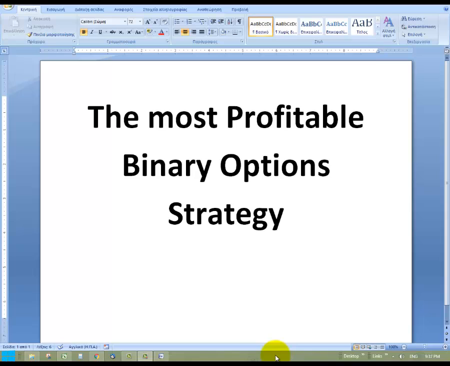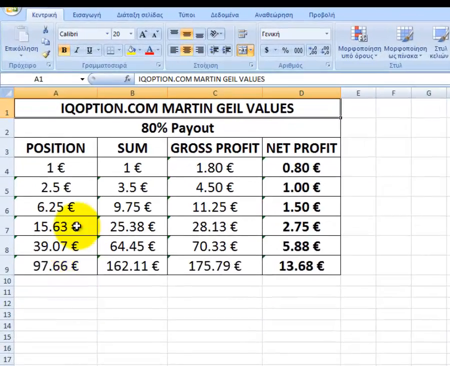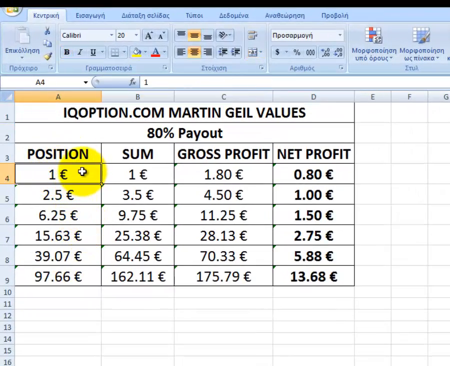The overall idea is when we lose our first position to open a second position multiplying the initial investment by 2.5. What we mean by that? For example, we open a position and invest 1 euro. If we lose the first position, then we open a second position multiplying the first investment, the 1 euro, by 2.5. So in this case we will invest in the second position 2.5 euros.